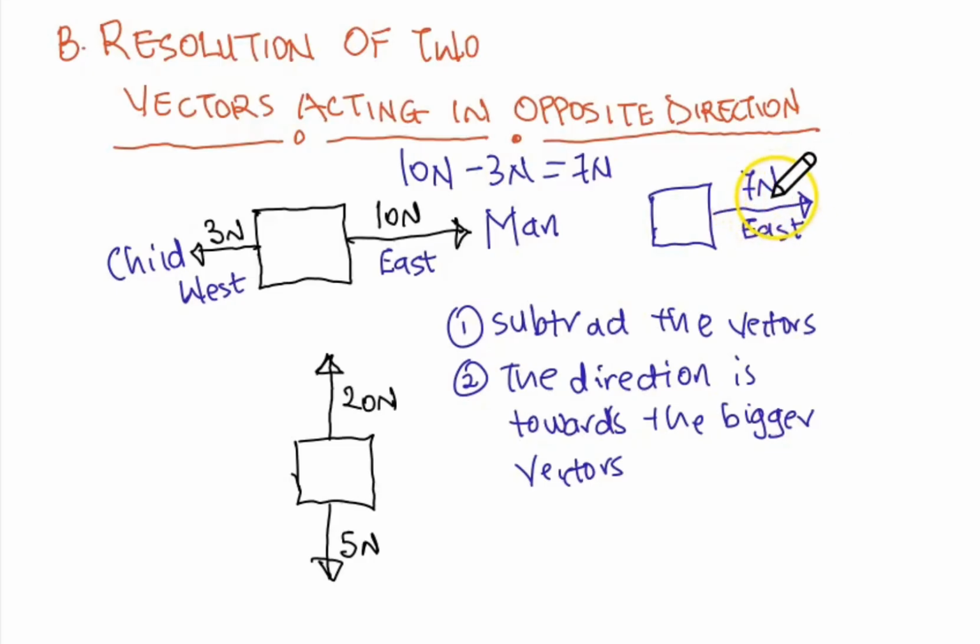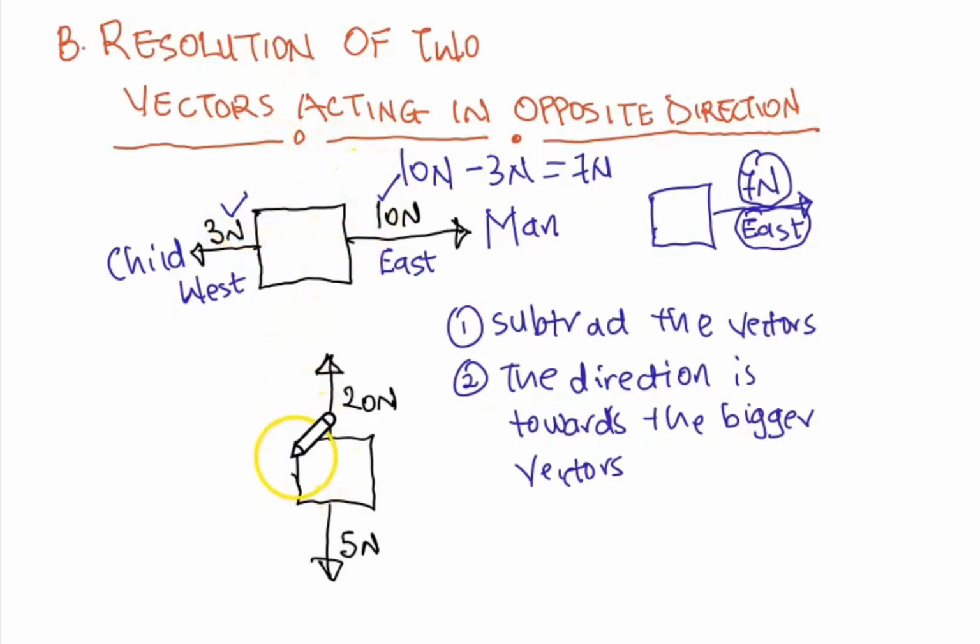So in this case, in magnitude, we have 7 Newton, and the direction is towards the east. Now take note of this. It's just like we have a man and a child. Out of the 10 Newton the man has, he is going to use 3 Newton to overcome the force that this child is exerting. Then what's left for the man is 7 Newton. So the ball is going to move 7 Newton towards the direction of the east, or the bigger vector.